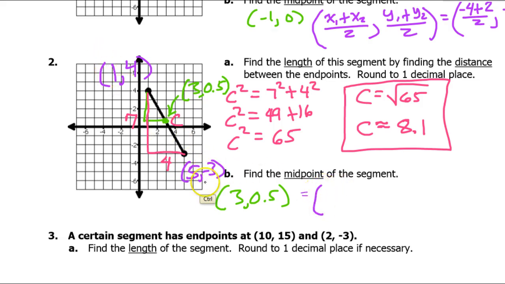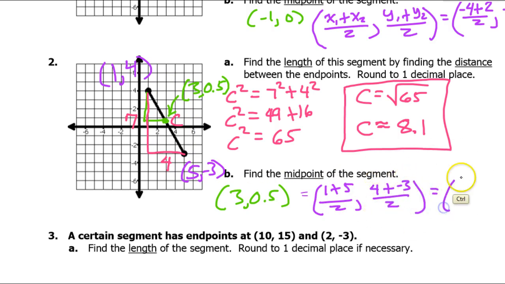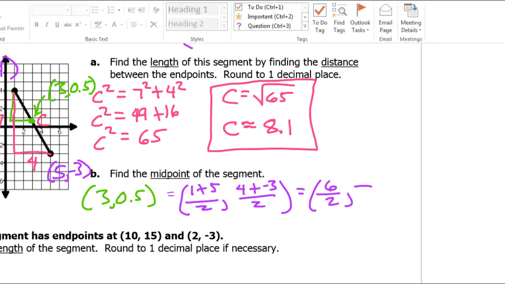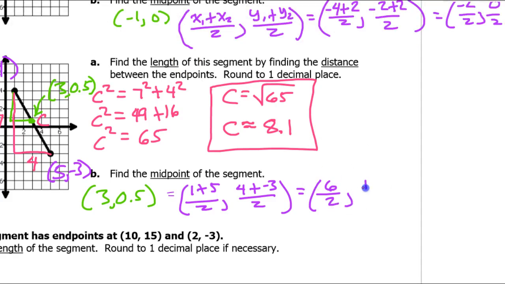So I could have done the average of the x's, so that's 1 plus 5 over 2, and then the average of the y's, so that's 4 plus negative 3 divided by 2. So that would have given me 6 over 2 and 1 over 2. I started to put a negative, but that's not right. Try again, Burton. So that's going to be 1 over 2. Which of course is just 3 and 1/2, or 3, comma, 0.5, which is what we had in the first place. So now I've shown you 2 different ways to get the answer.